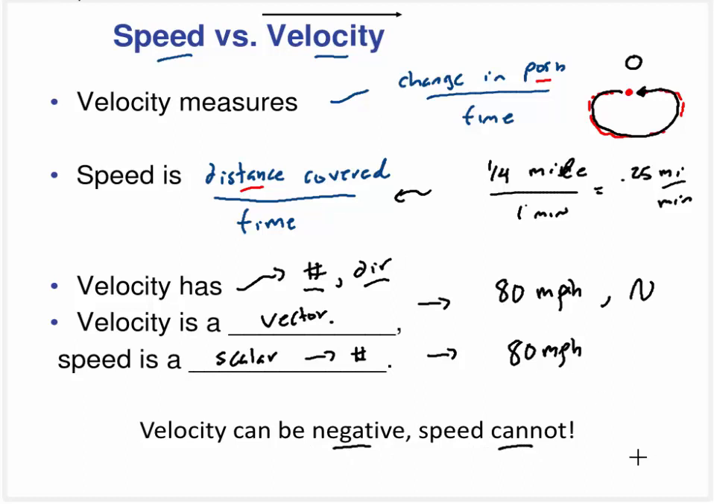So if I were to define this side of the board to be positive and this side to be negative, and if I was traveling in this direction right there, I would have a positive speed and a positive velocity. If I was going in this direction right here, I would have a positive speed. It would just be some number, 80 miles per hour, but it would be in this direction that now I'm calling negative.